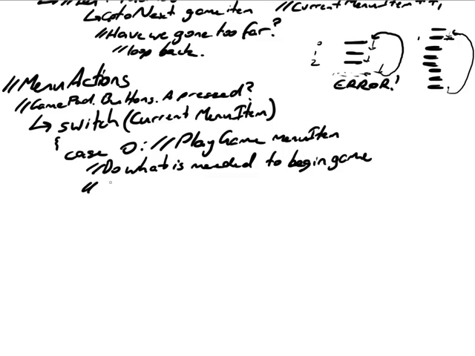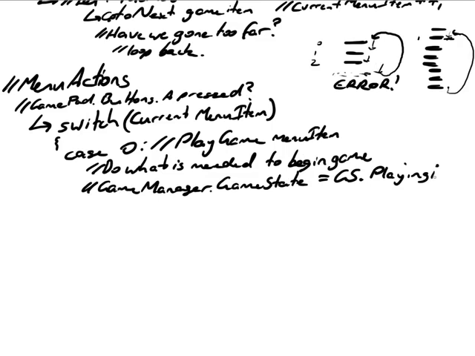Which includes game manager dot game state being set to what it needs to be, equals game state dot playing. That's going to take control away from the menu manager and give it over to the game manager. And the game manager is going to say, well, that means you're in playing, so I'm going to go ahead and pass it over to the level class and make sure the level updates itself from now on. And that's break.